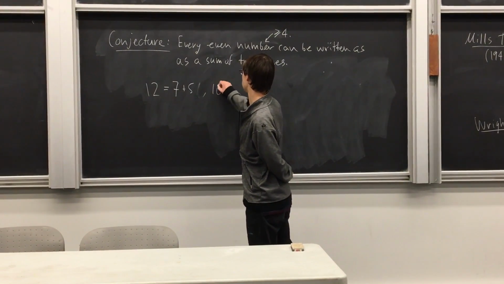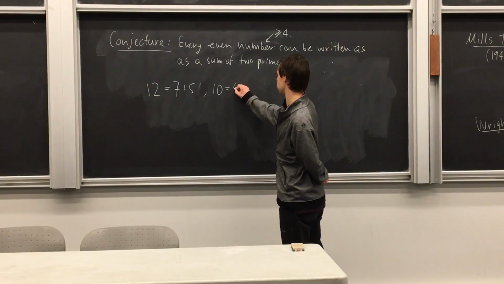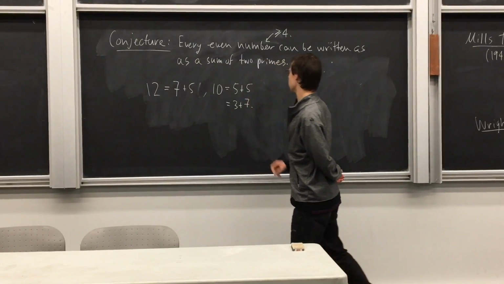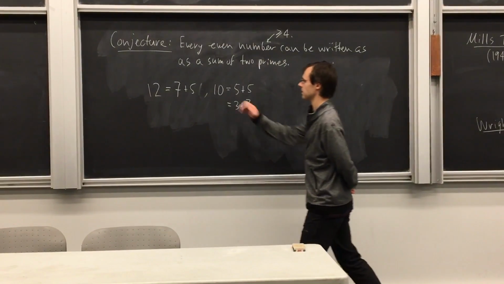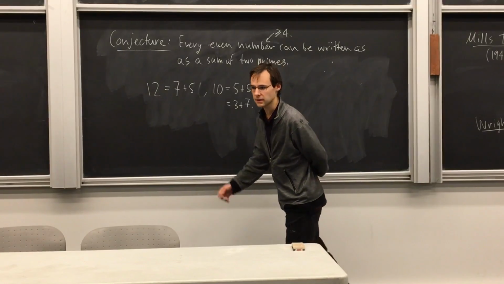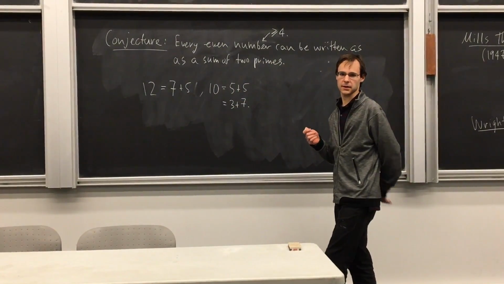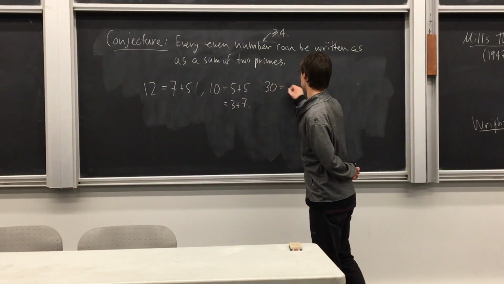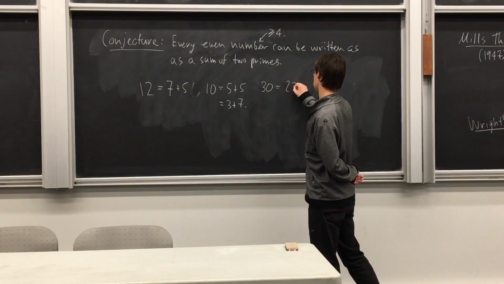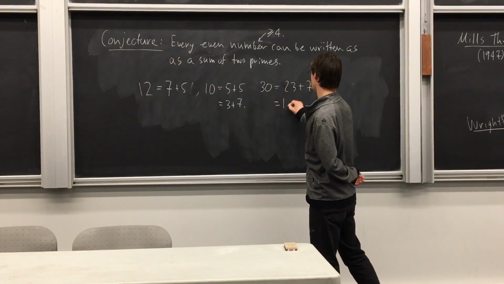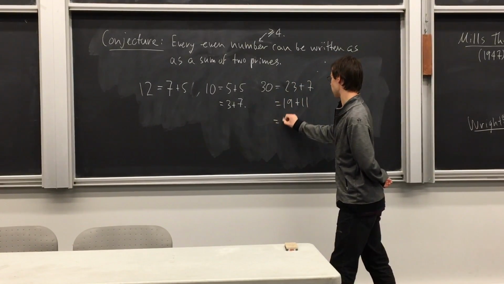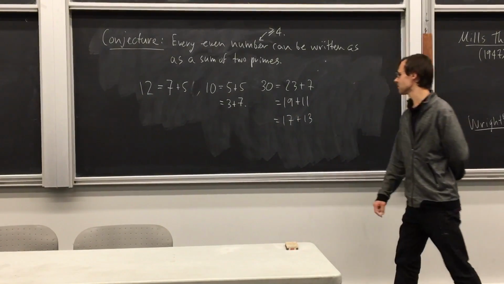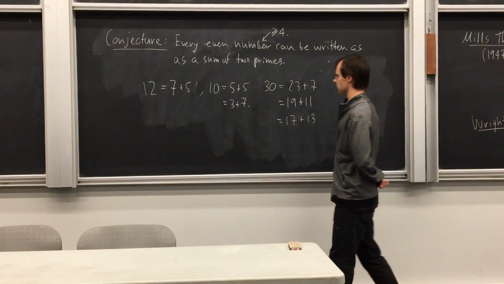For a number like 10, we can write 10 in two different ways. We can write it as 5 plus 5, or we can write it as 3 plus 7. Okay? So what this conjecture says is that every number has at least one representation like this. The larger the number you choose, the more likely it is that there'll be many such representations. Like if you choose 30, for instance, you can write 30 as 23 plus 7, or 19 plus 11, or 17 plus 13. I don't know, maybe there's something else. Okay? So you can play around with this and verify that this conjecture works.